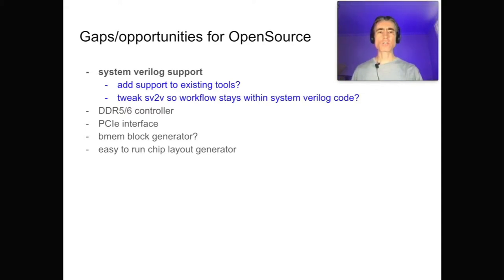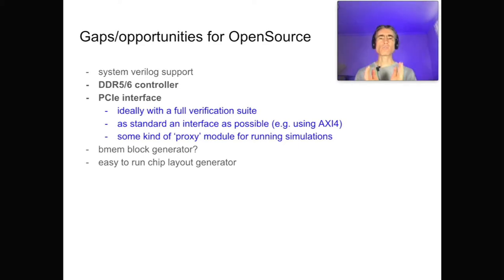DDR5 and 6 controller, ideally with a full verification suite. So when someone takes out the chip, they don't want to just take a DDR controller that has just been developed a bit, and there's no guarantee that it's going to work, because 80% of development effort for ASICs is on verification. If they have to write the verification themselves, that's 80% of the development. So that's a significant burden and a significant obstacle. So it does need to have a full verification suite.